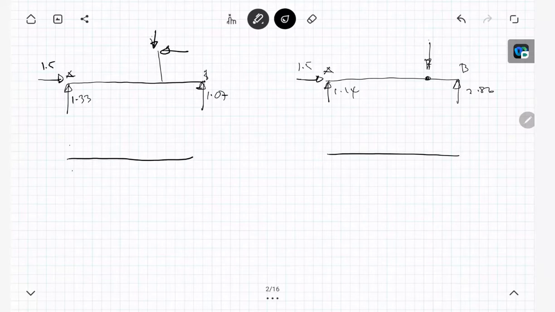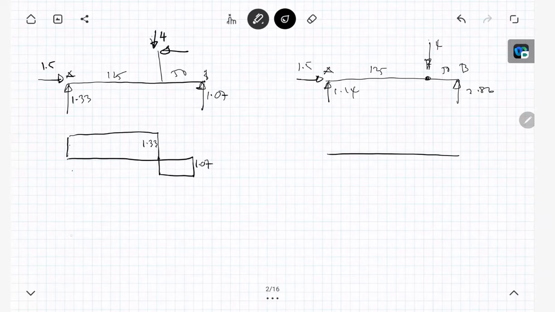Okay, shear force diagram. 1.3. This 125, this is 50, 125, 50. 1.33. Get to this one. And this is 4 kilonewton. So 4. This is 1.33, 1.7.